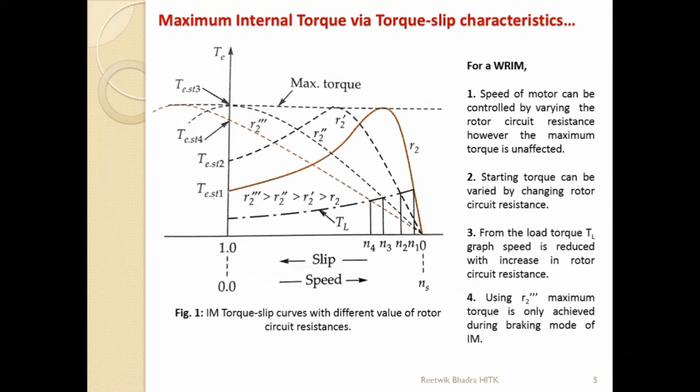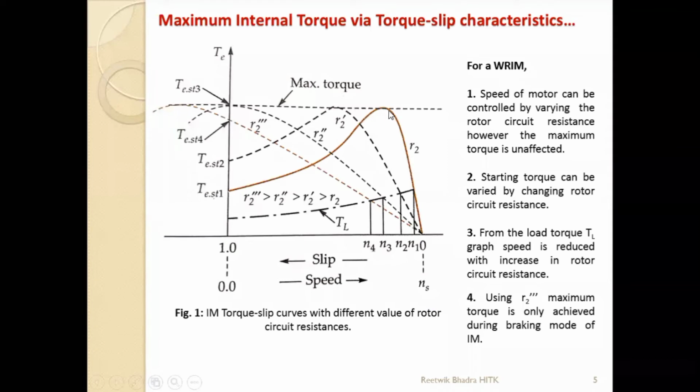Now you go on changing your load resistance, that is your R2, by adding external resistance for WRIM. We are discussing the wound rotor induction motor, not the squirrel cage. If you go on increasing your R2, R2 triple dash is the greatest, R2 double dash is lesser, R2 dash is far lesser, and R2 is your original resistance plus some external resistance, maybe the minimum value of external resistance.